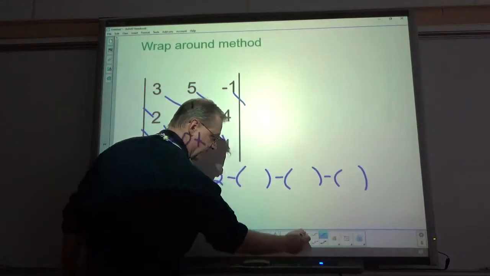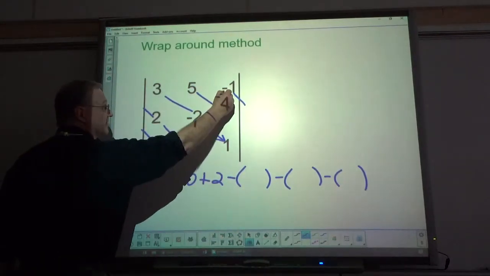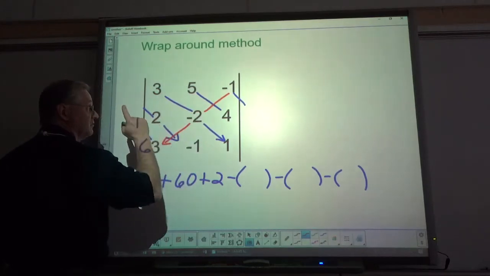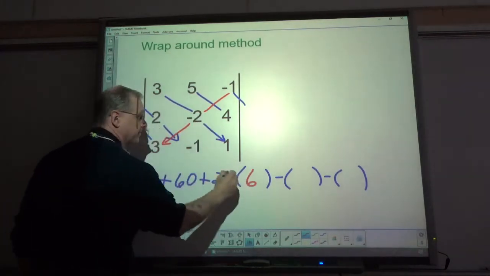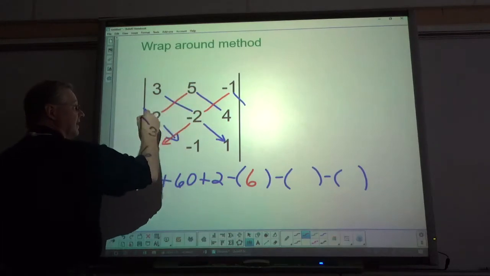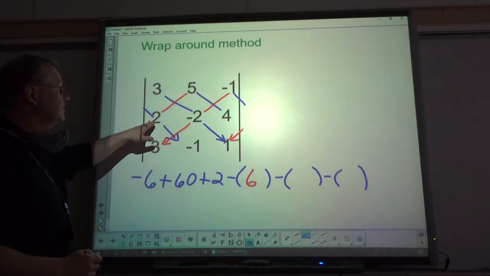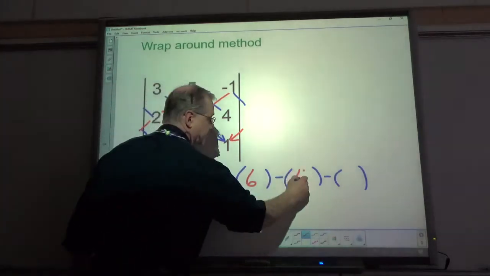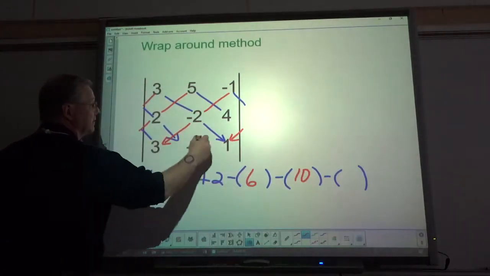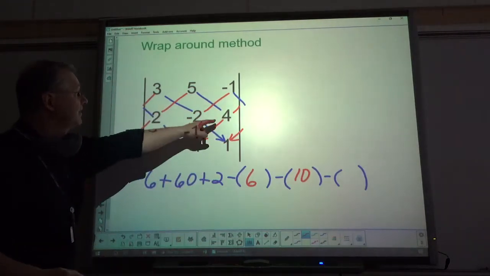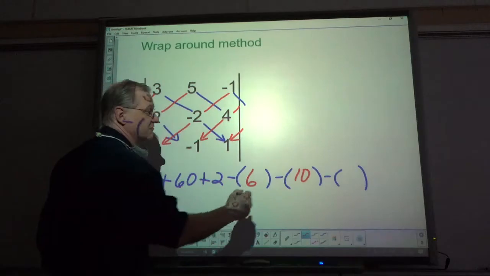Now we're going to go the other direction, starting here, going diagonally down. Negative 1 times negative 2 is 2 times 3 is 6. Start with the 5 diagonally, and it keeps going to here. 5 times 2 is 10, times 1 is 10. And the 3 to the 4 and the 1. 3 times 4 times negative 1 is negative 12.